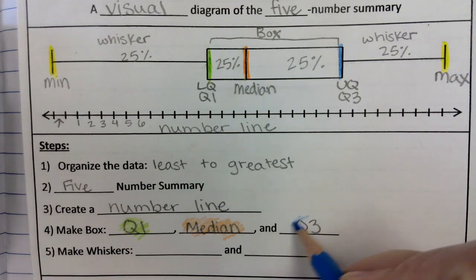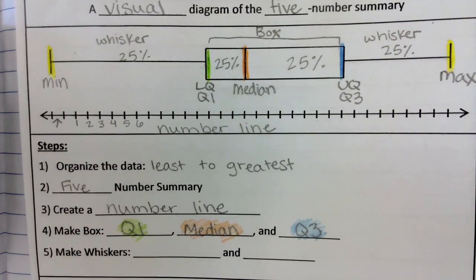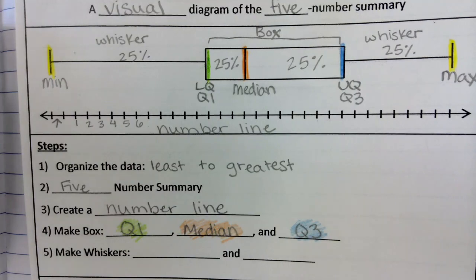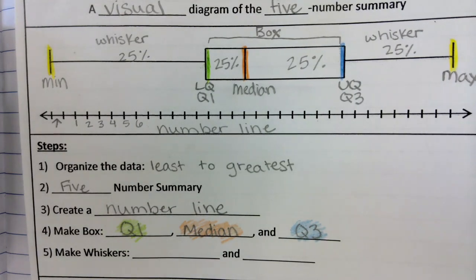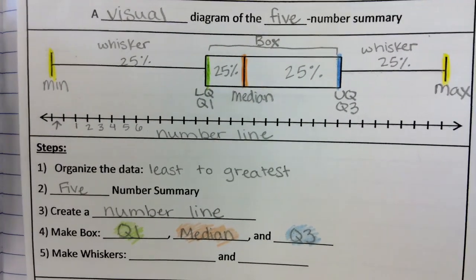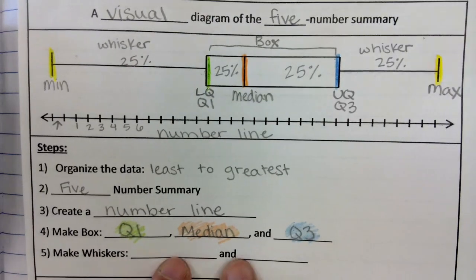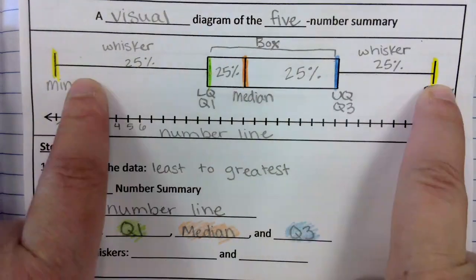Last thing we do is we make our whiskers. And our whiskers are made out of which parts? Our minimum and our maximum. Good. Dane's got it.